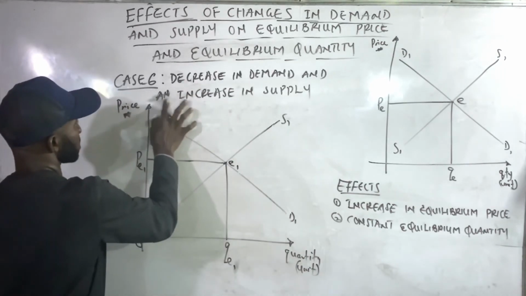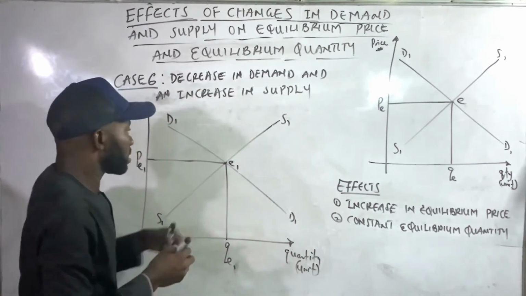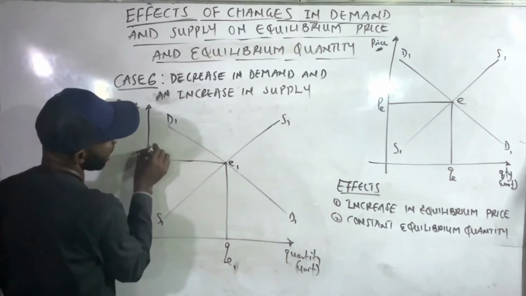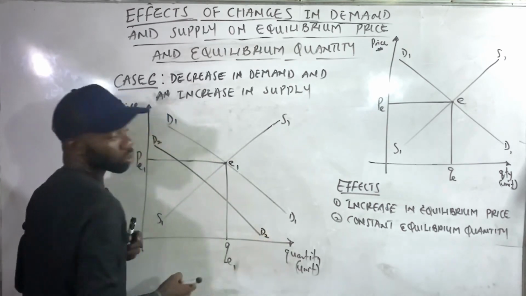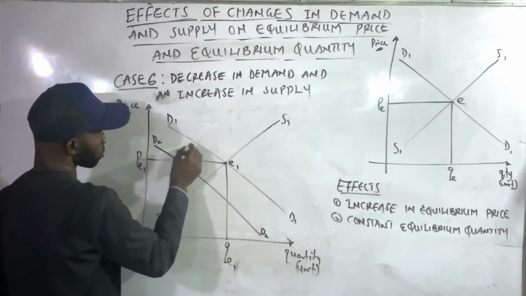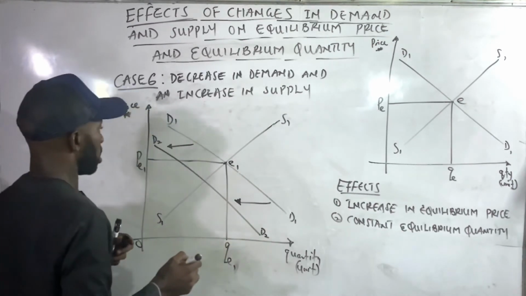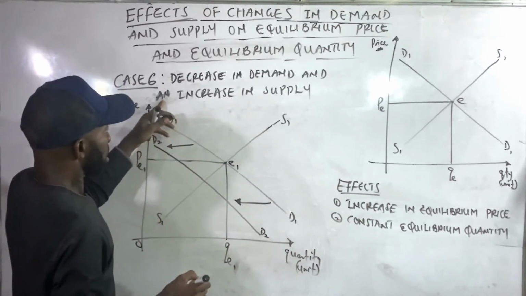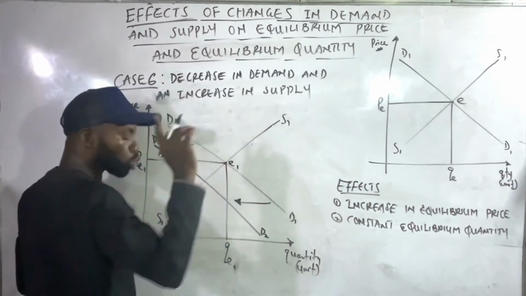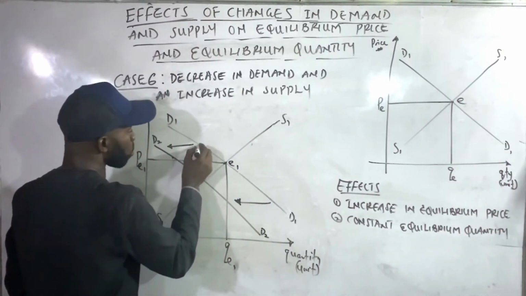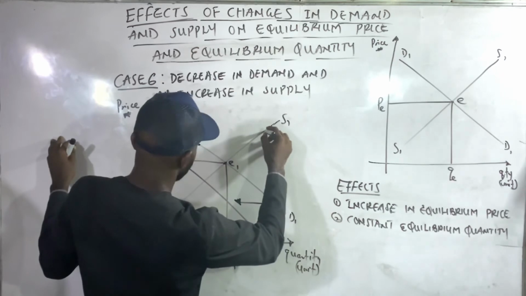The instruction says, consider a decrease in demand. A decrease in demand is a leftward shift of the demand curve, which gives us D2, second demand. Shift to the left, decrease. And then the next instruction says, and an increase in supply. An increase in supply is a rightward shift. Don't forget, the gap between D1 and D2 must be the same as the gap between S1 and S2.